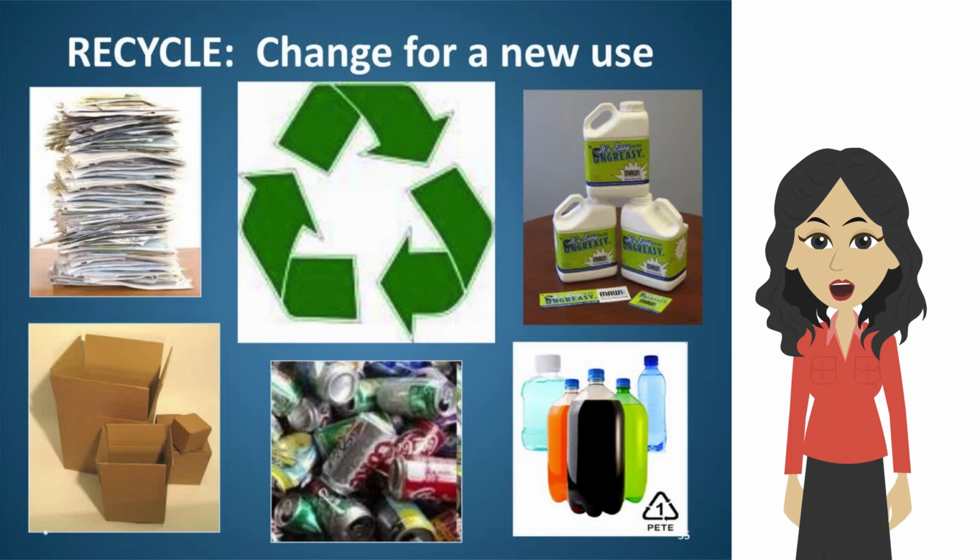Of course, we all know that recycling is an important way to reduce the amount of trash in our environment. Recycling means changing items in a way that they can be reused. Here are some things that you can recycle. You can recycle paper, cardboard boxes, aluminum cans, plastic bottles. You can even recycle grease.